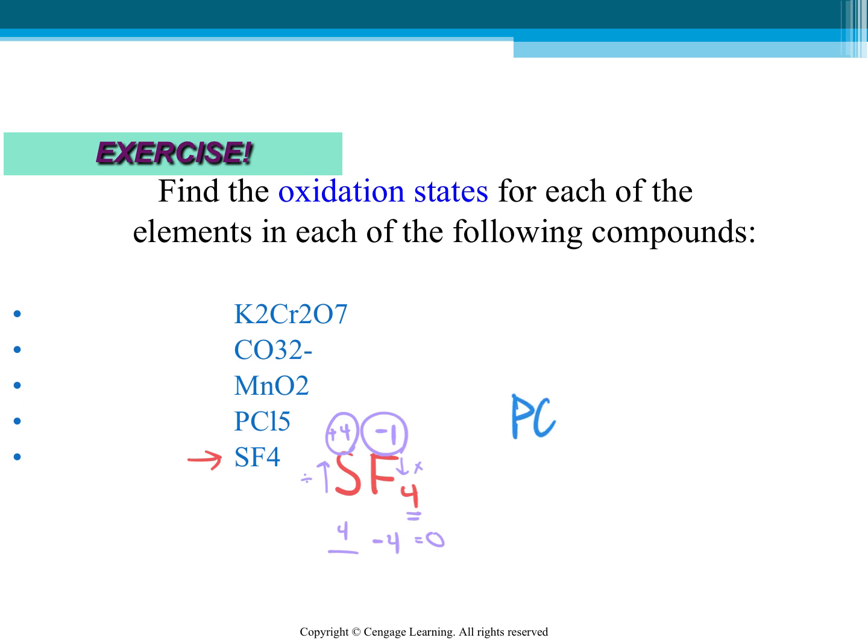PCl5. Now, does it have any of the big three? Nope, no fluorine, no oxygen, no hydrogen. So now our rule is the one that comes last gets to keep its regular charge, which for chlorine is -1, which gives us -5, because there's 5 of them. And so phosphorus has to be then a +5, right? +5 and -1. That's how we would report that, okay?